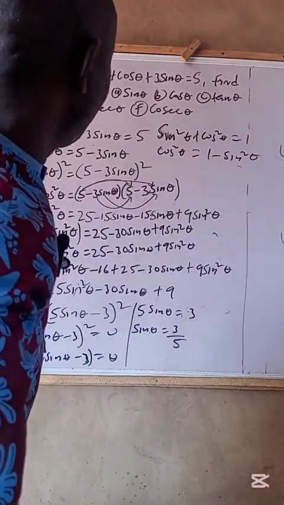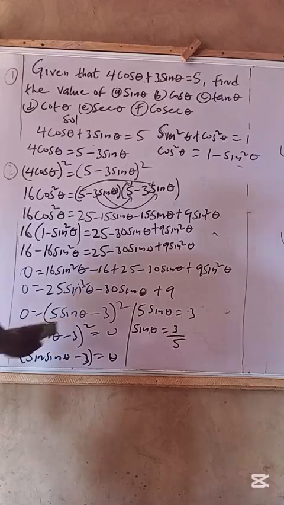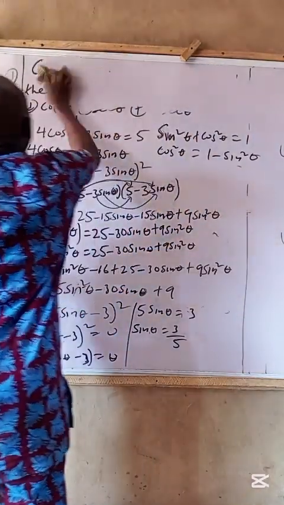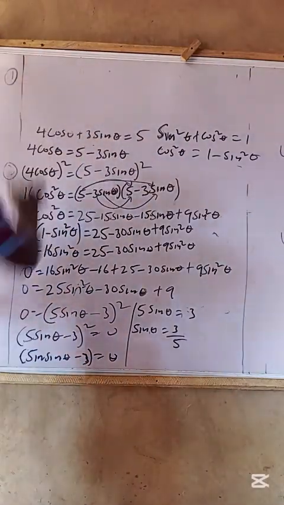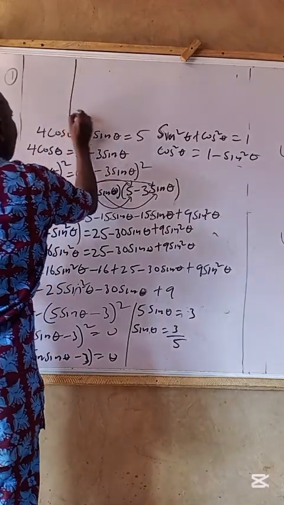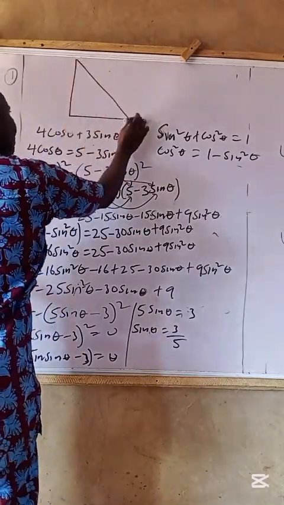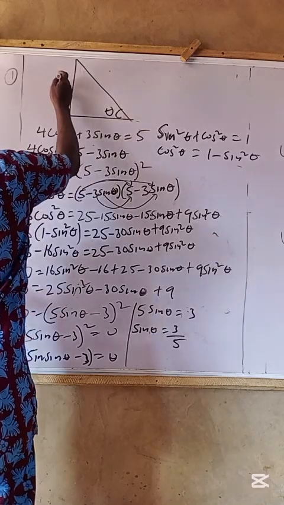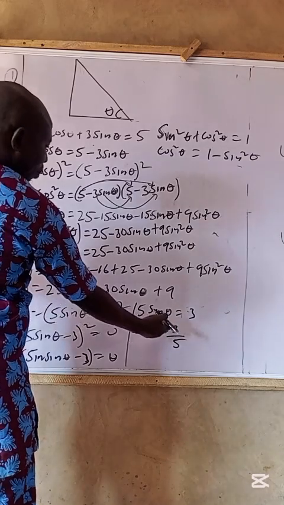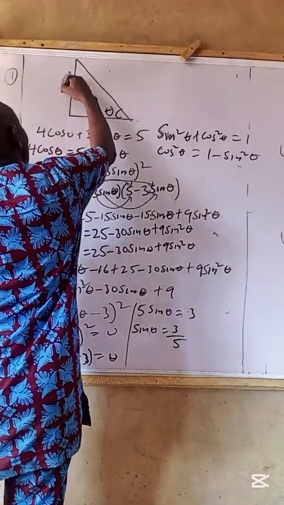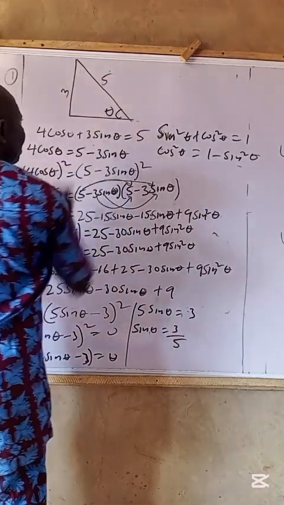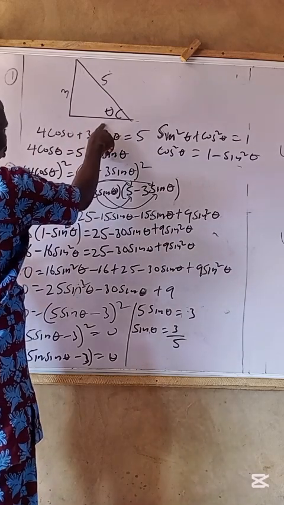But this way to find that is simple now, because this was the most difficult one, which I was able to simplify. Cos theta now. You now draw the triangle. Let's say this is theta. This is opposite. From sin theta, opposite is this 3, and the hypotenuse is 5. Then we need to find the third side.